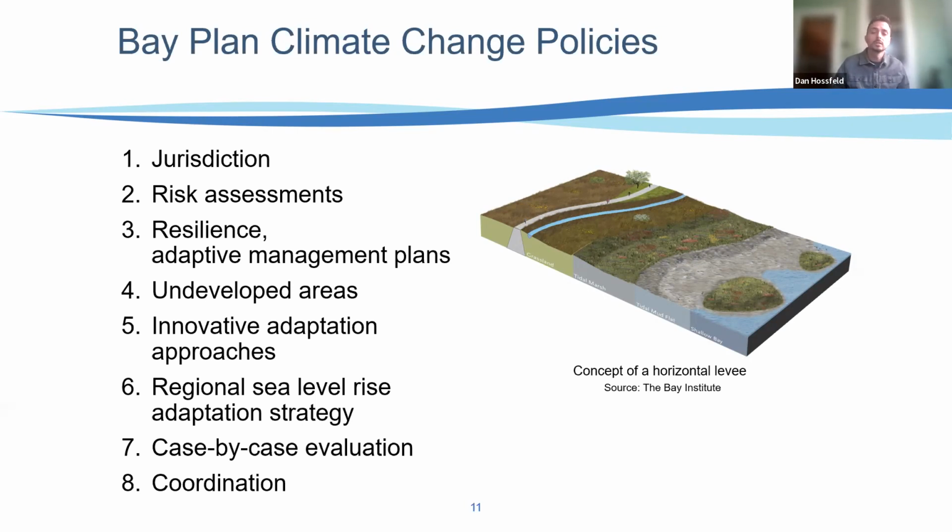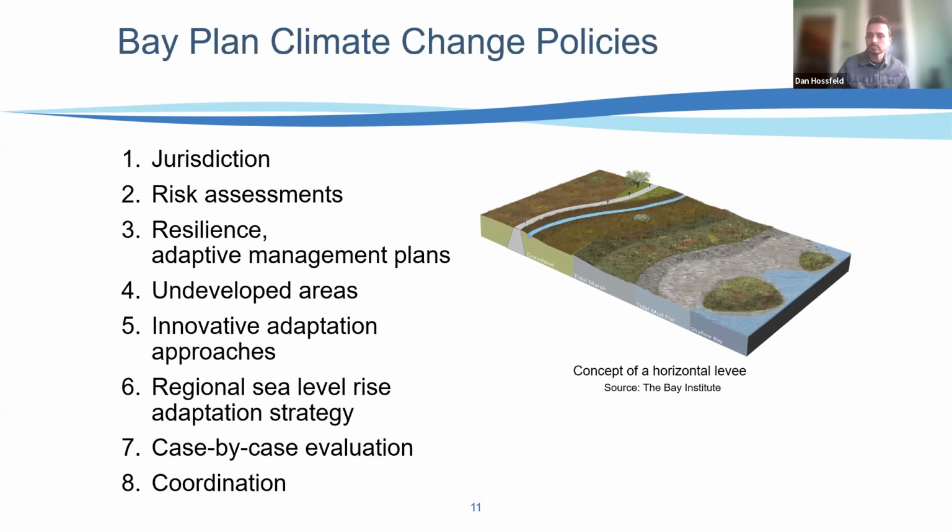Policy 5 actively encourages the use of innovative adaptation approaches. For example, like there's the horizontal levee shown here, but the policies, taken all together, are not meant to hinder pilot or experimental projects that are attempting to find new ways to address sea level rise issues. So policy 5 was included to explicitly encourage those types of projects.